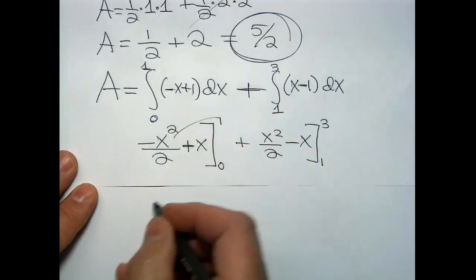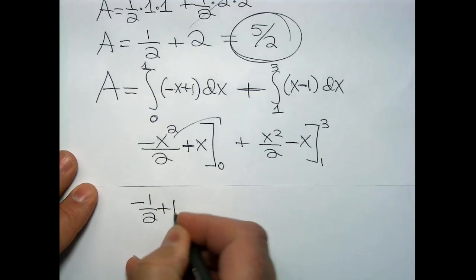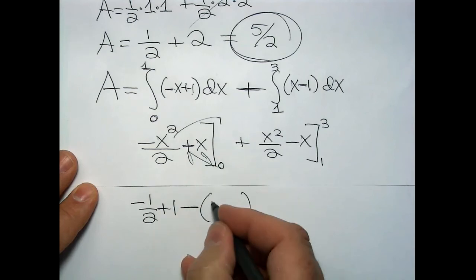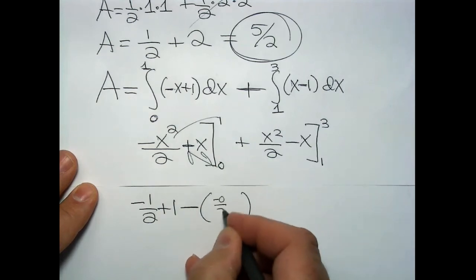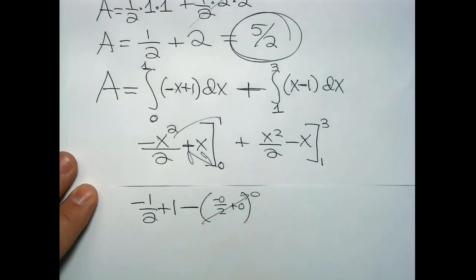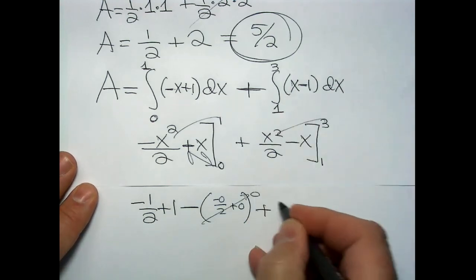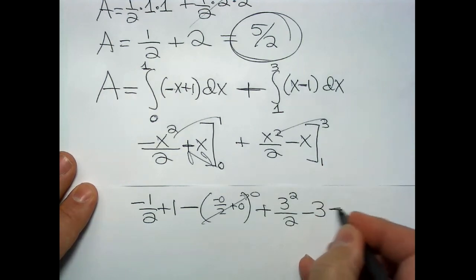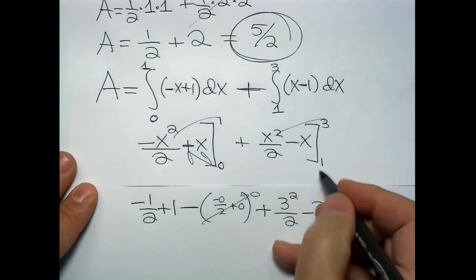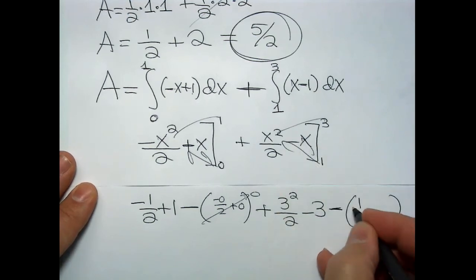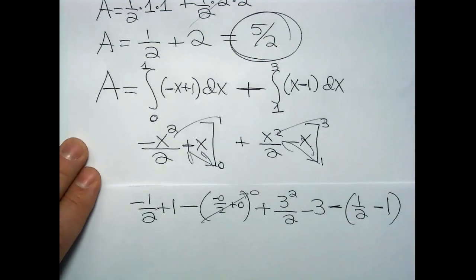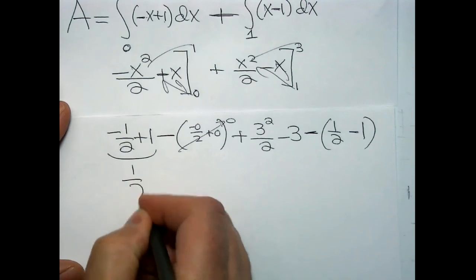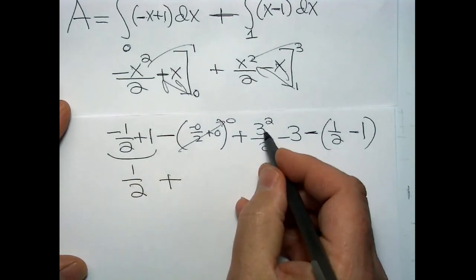So let's plug in our 1 first. We get minus 1/2 plus 1. Fundamental theorem of calculus says minus, now plug the 0 in, and I get 0 over 2 plus 0. No contribution from that one. Over here, you plug the 3 in. That's 3 squared over 2 minus 3, and then minus, that's the fundamental theorem of calculus, says subtract. Now plug the 1 in, and I get 1/2 minus 1. So we hope all that tallies up to 5/2. So what do we got here? This is worth 1/2. Plus, this is worth 9/2.